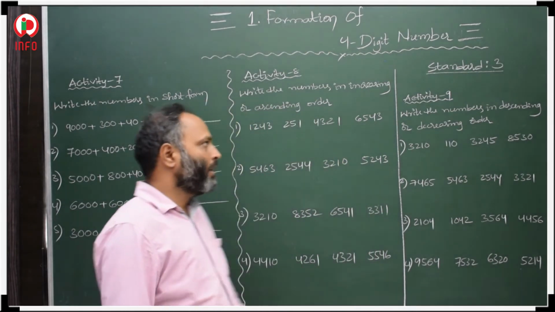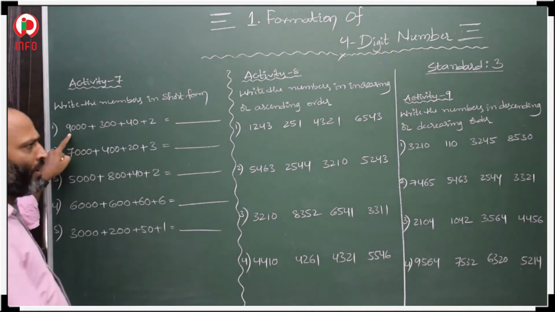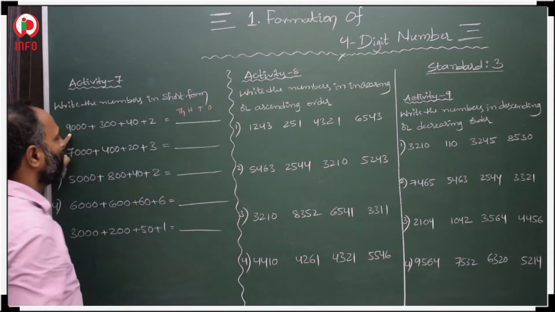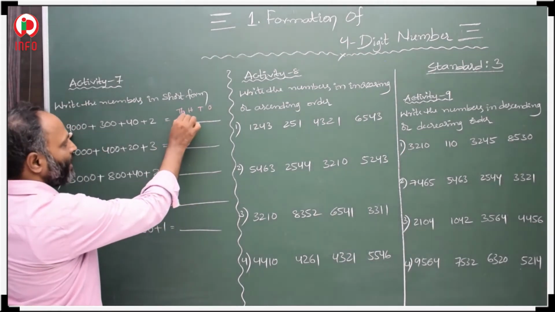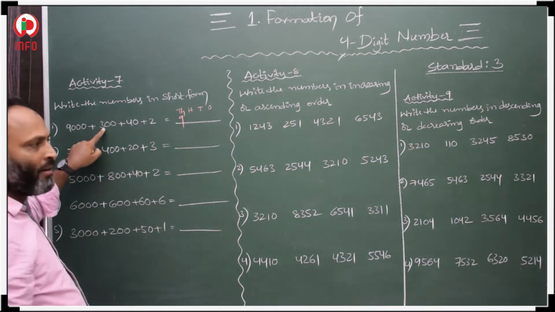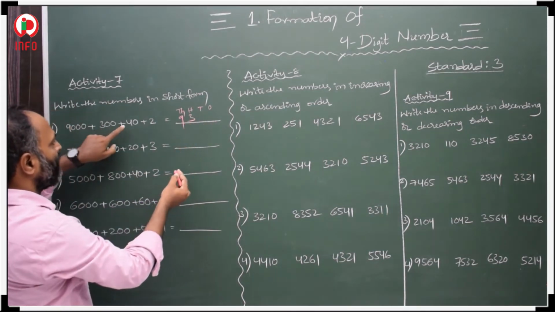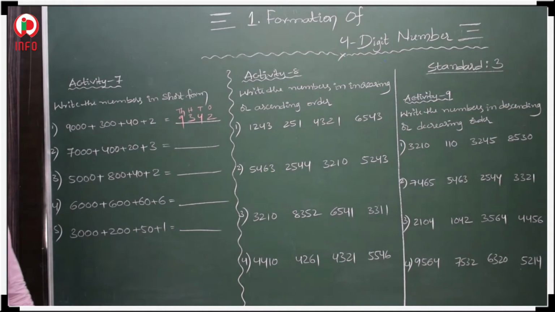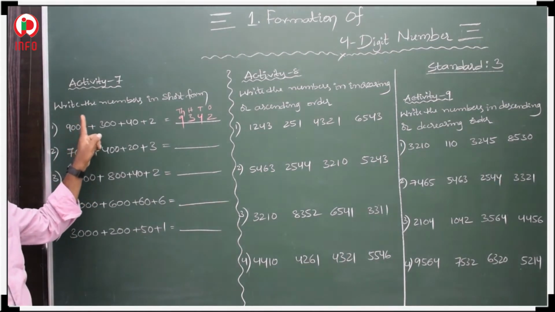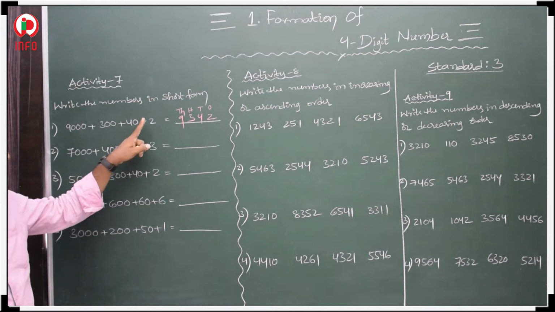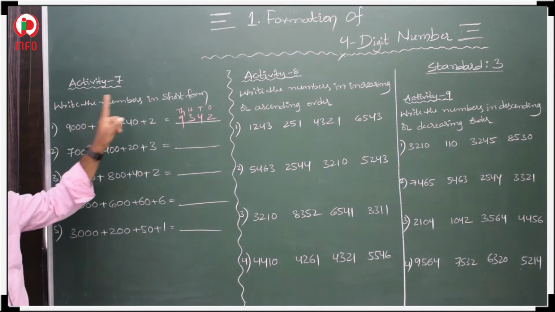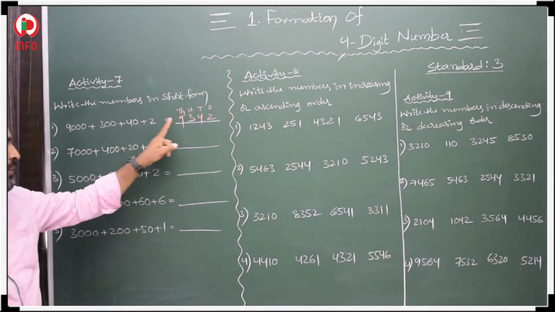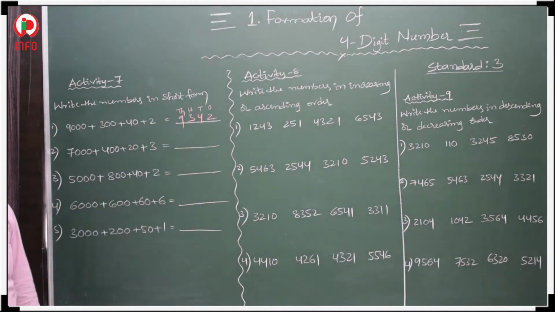How to write it? Here the first one is a 4-digit number. We have ones, tens, hundreds and thousands. 9000: in the thousands place, 9. 300: in the hundreds place, 3. 4 tens: in the tens place, 4. And 2 in the ones place. First we have to check how many thousands, how many hundreds, how many tens and how many ones there are. So in the thousands place we take 9, in the hundreds place 3, in the tens place we write 4, and in the ones place 2.